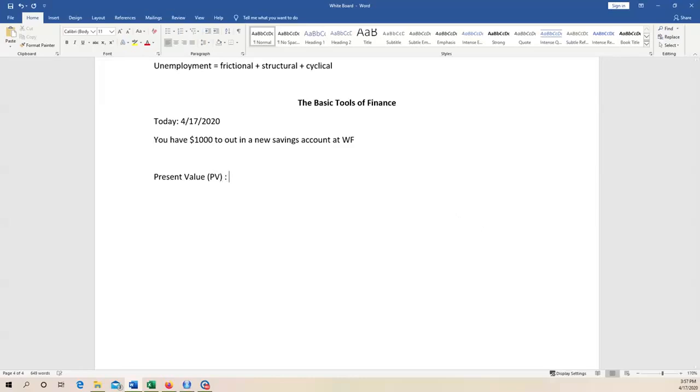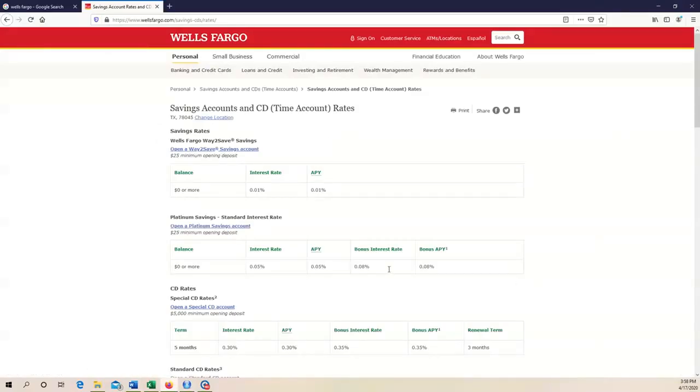So what's present value? The amount of money you have right now that you put in a savings account. This is 1,000 US dollars. And why do you put your money in a savings account? First, it is convenient for you to store your money. It probably would be a fine idea to hide your money underneath a mattress, but it is safer to put your money in a savings account at a commercial bank.